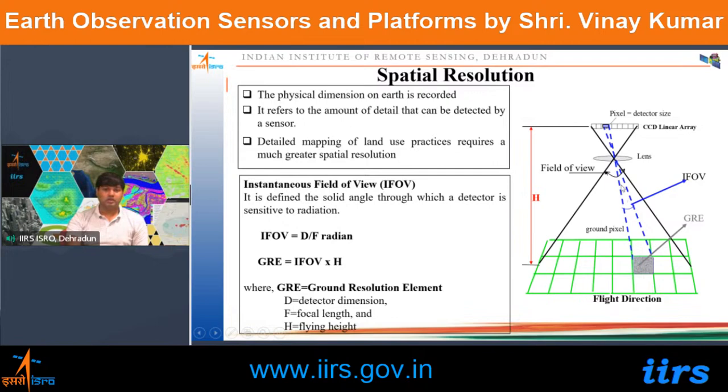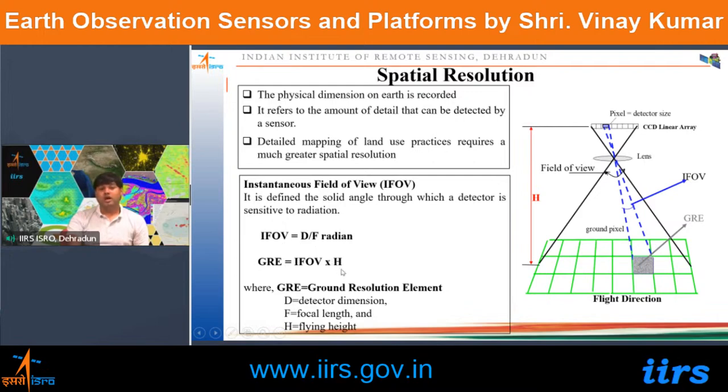So you can see here, this is the pixel dimension. This is the IFOV. IFOV is the solid angle made by your sensor. And this is your ground resolution element, which we are talking about, which is your spatial resolution kind of. You can say instantaneous field of view, the solid angle through which a detector is seen, and this is dependent on detector dimension upon focal length. Ground resolution element is what? Instantaneous field of view, and whenever you multiply with the height, it will tell you the ground resolution element.